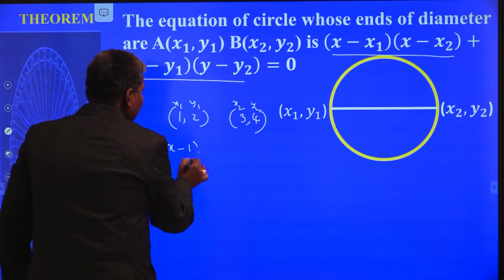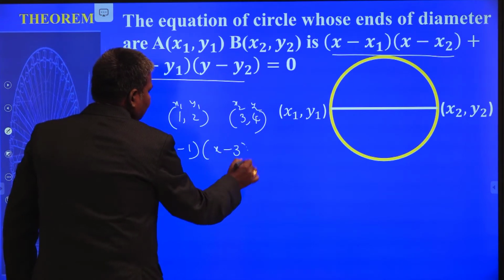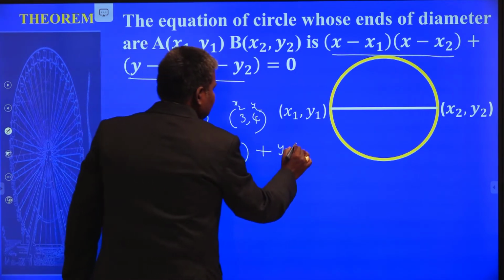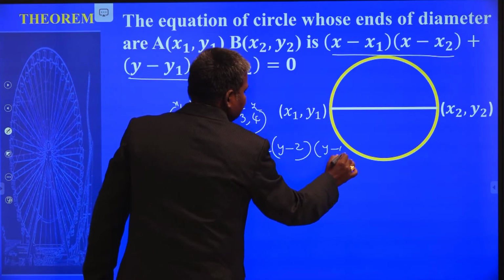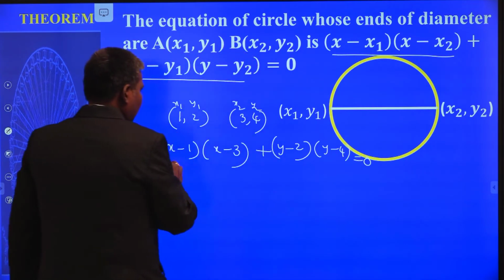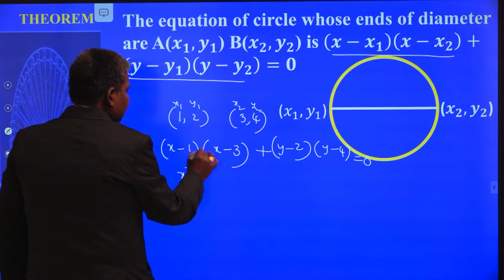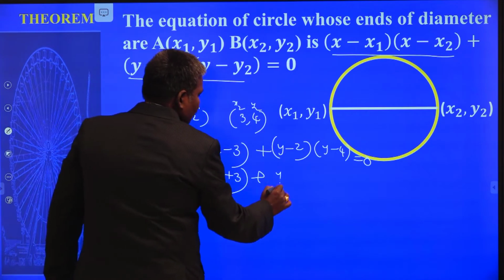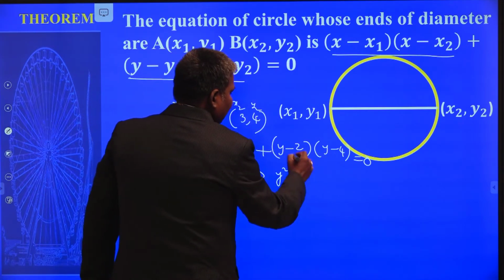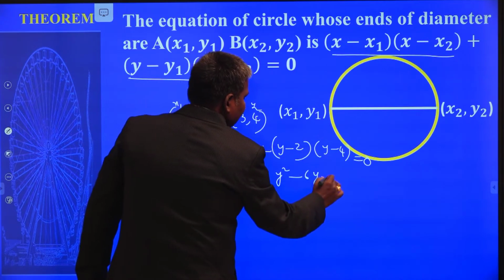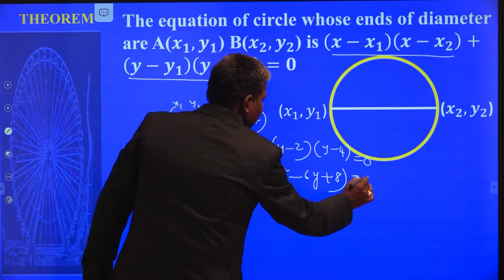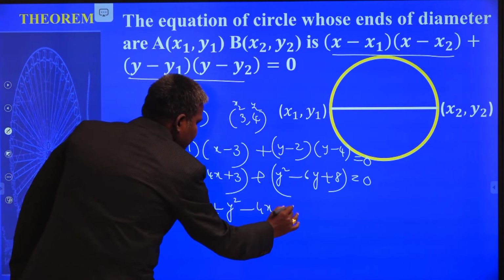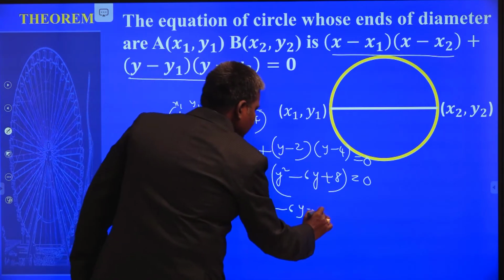(x minus 1) into (x minus 3), that is (x minus x1) into (x minus x2), plus (y minus 2) into (y minus 4) is equal to 0. On simplifying, x square minus 3x minus x minus 4x plus 3 plus y square minus 2y minus 4y, that is minus 6y plus 8 is equal to 0. That is x square plus y square minus 4x minus 6y plus 11 is equal to 0.